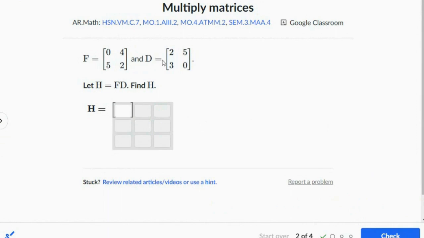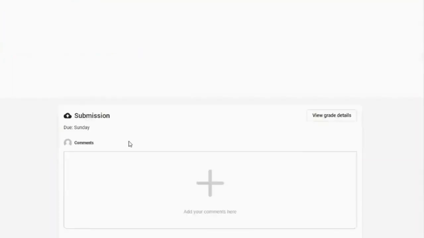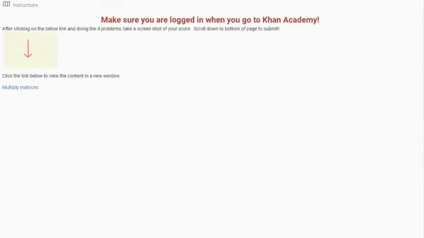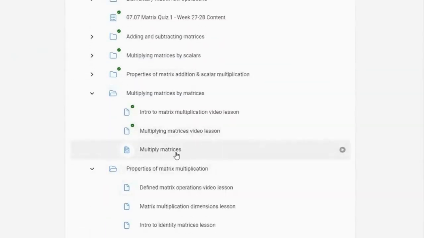Now it's got a 2 by 2 multiplied by a 2 by 2. So you know those will multiply because the middle numbers are 2s, and you're going to end up with a 2 by 2 as an answer. All right, I'm not going to continue through all of those, but when you get your score, take a screenshot, paste it in there. And that is the first assignment for this week, multiply matrices.